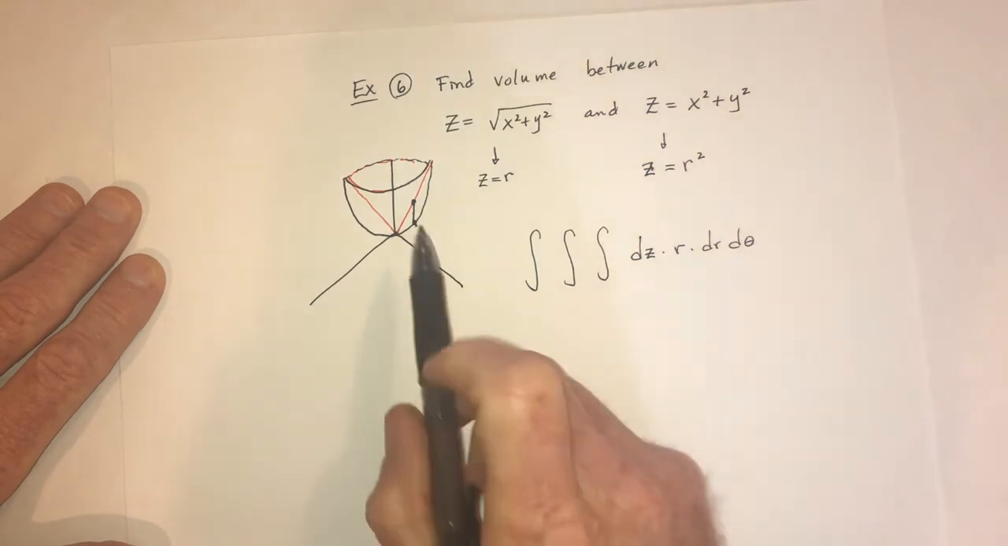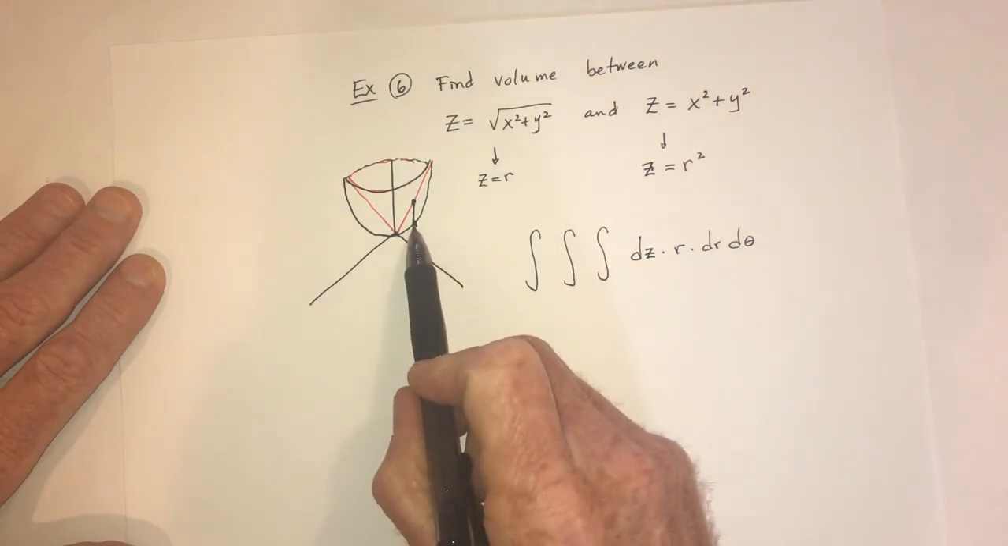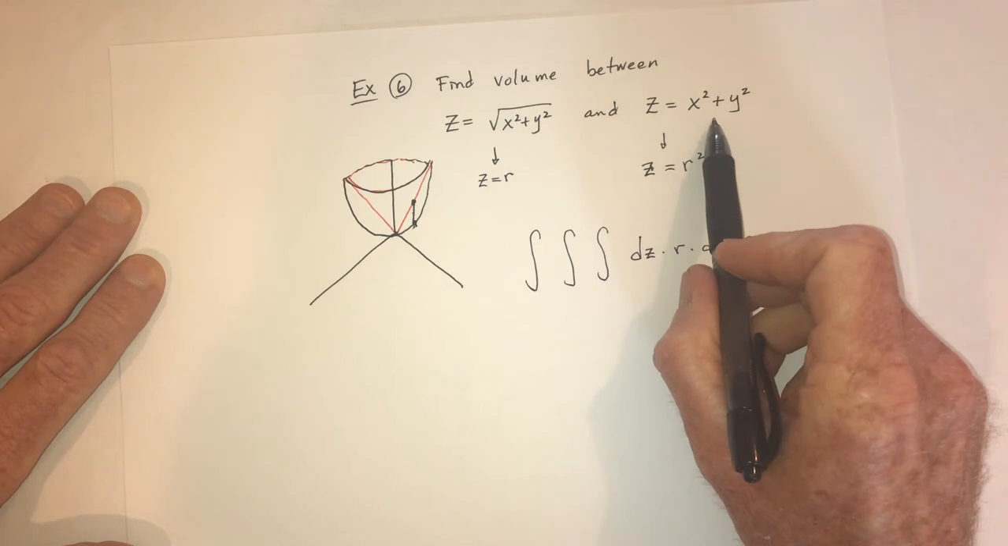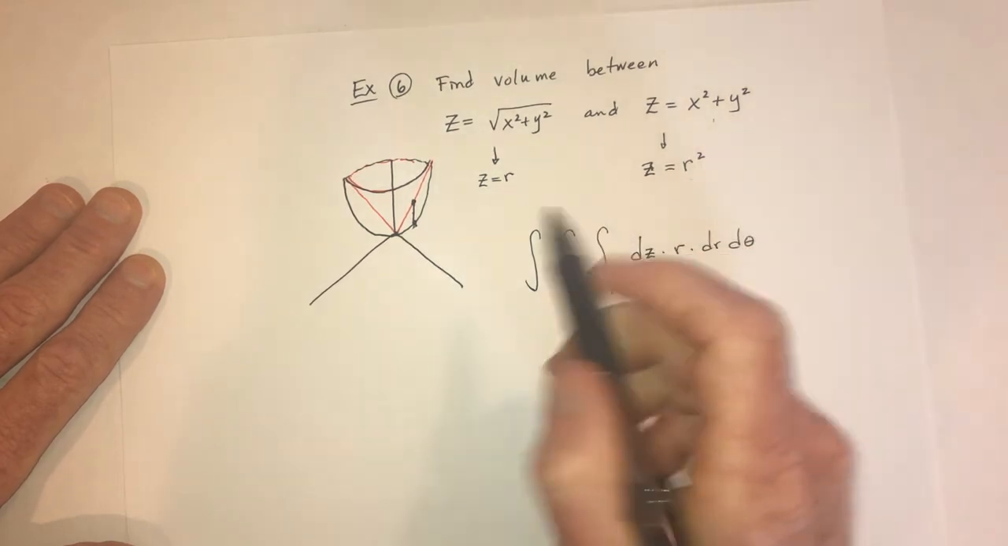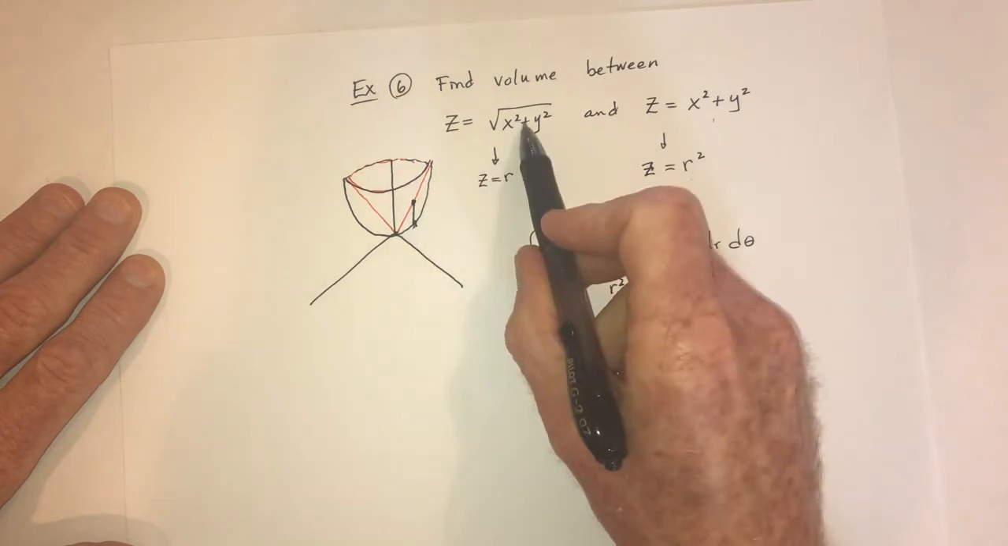And then z goes from this one, which was this one, which turned into that one. So at the bottom, it's r squared, and at the top, it's the one with the square root, so that's this one.